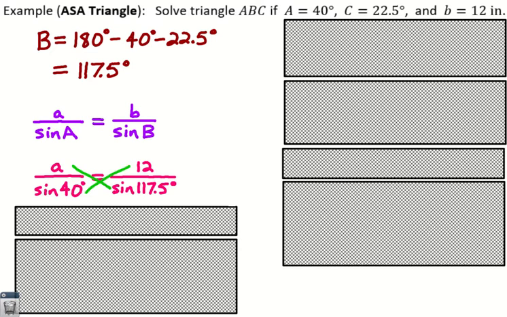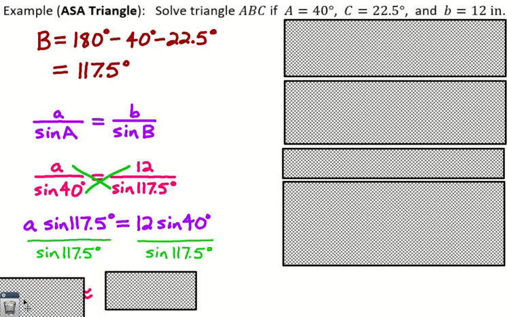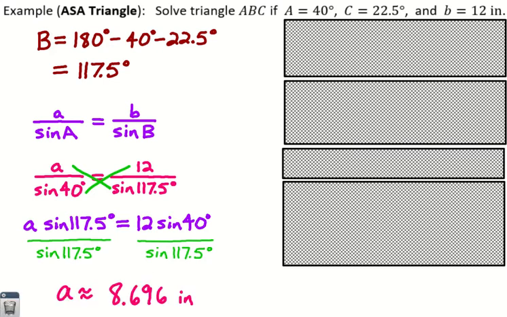When a fraction is equal to a fraction, we can do cross multiplying, and we get to there, and then we divide by the sine of 117.5 to finish getting side A all by itself. We try to hold off on rounding until the very end, and we can do this on our calculator. Make sure your calculator's in degree mode. We do 12 times the sine of 40 degrees, and then divide that by the sine of 117.5, without rounding anything along the way. And that's what you should have got for side A.